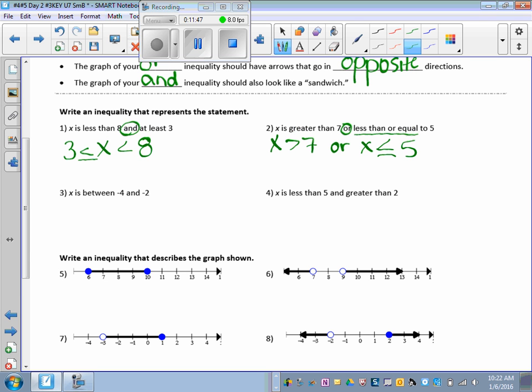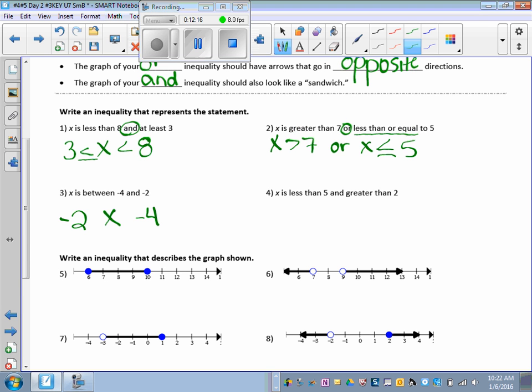Alright, number 3, x is between -4 and -2. So it's between, that automatically means we're going to have this sandwich type. It's an and statement. So let's put our -2 on the left side, our -4 on the right side. And x is going to be in between those 2. And you have to flip your inequalities.